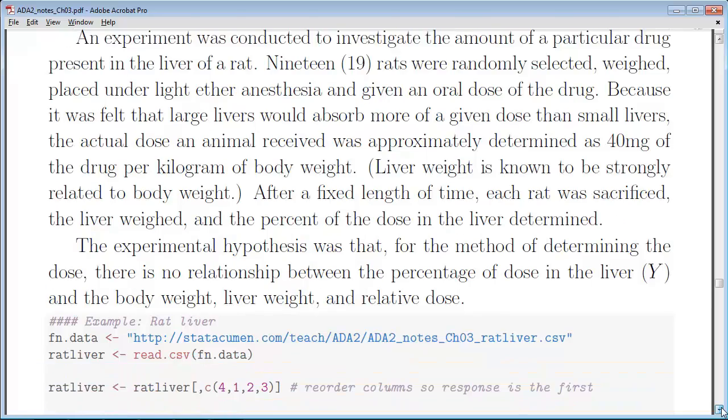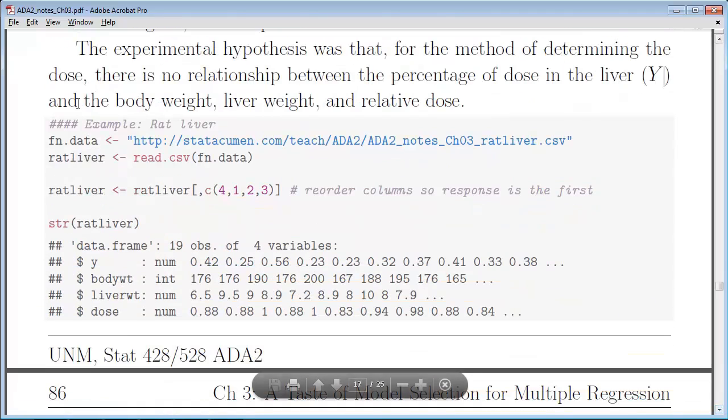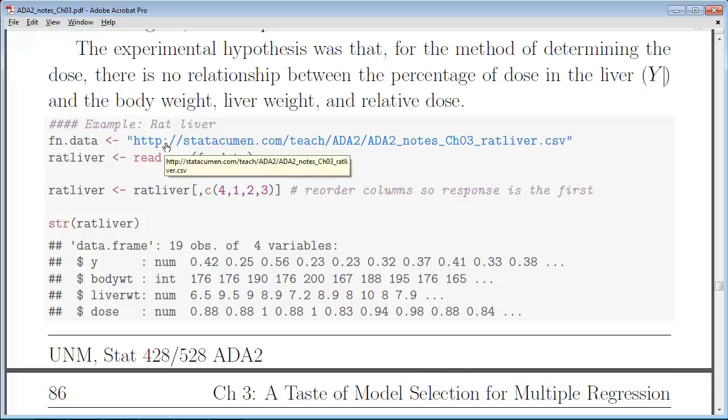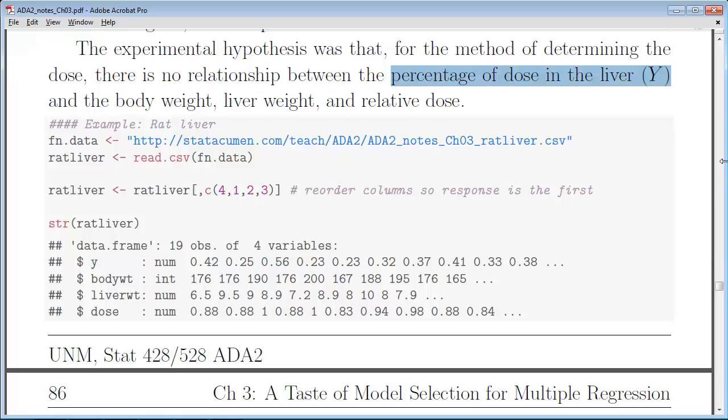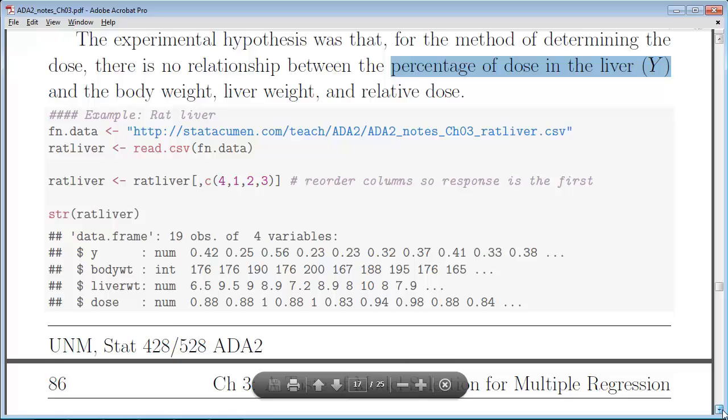So let's scroll down and take a look at the data set here. We're going to read the data off the website. And just for convenience of plotting, I'm reordering the columns here so that the fourth column in the data set becomes the first column in the data frame rat liver. So there's the structure. Remember that Y is the percentage dose in the liver. It's going to range from 0 to 4% or so. Oh, nope. It's going to be like 20 to 40%.